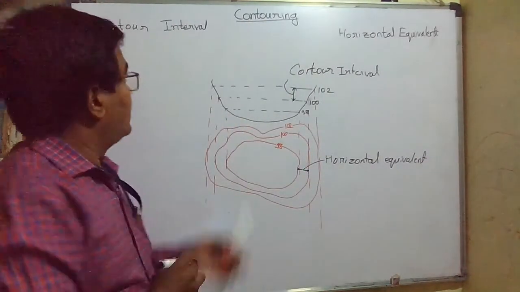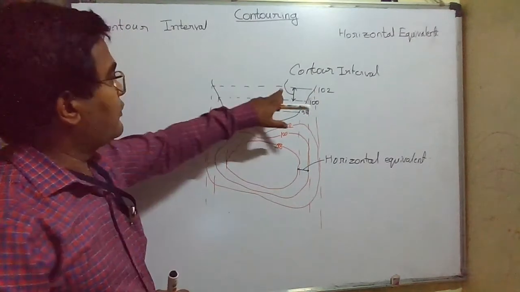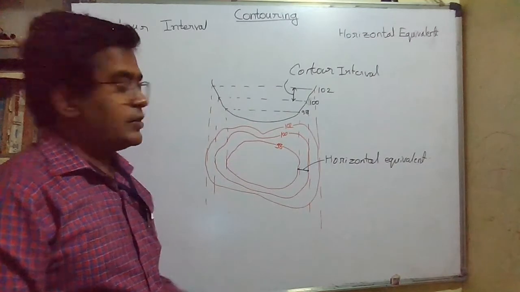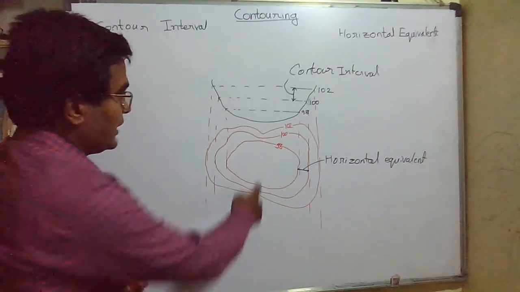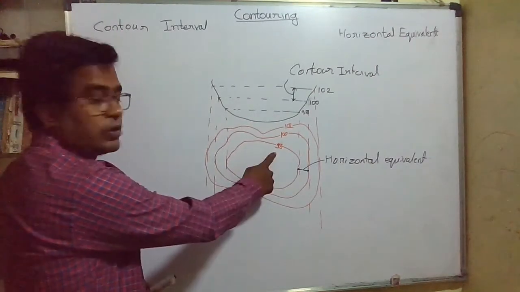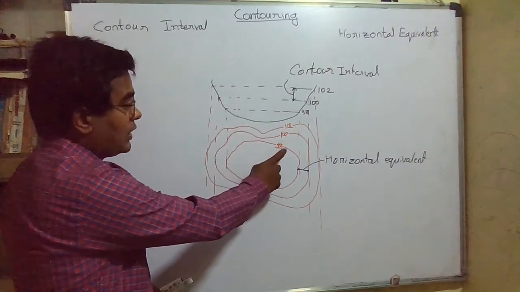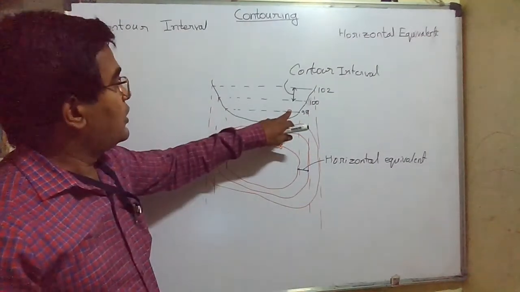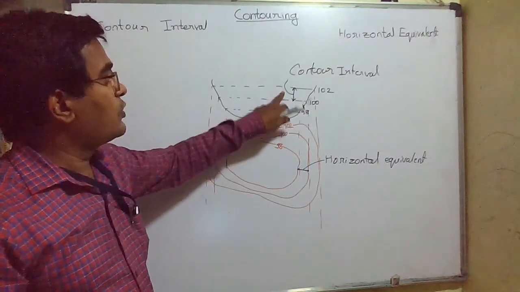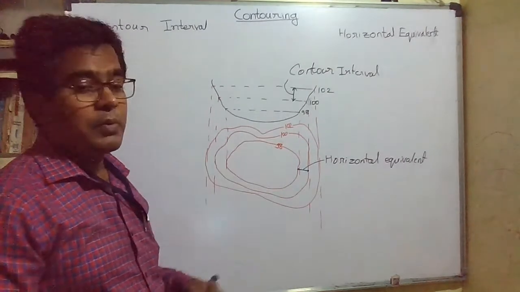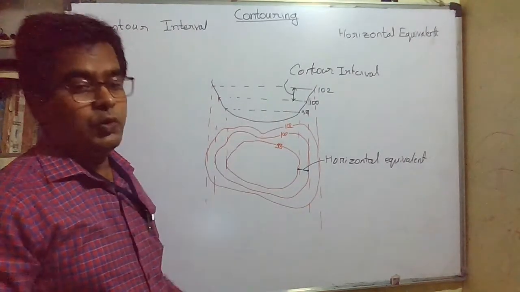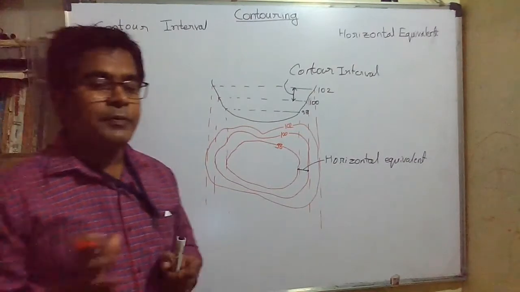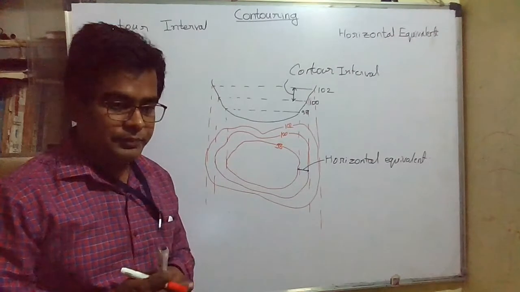Now we first see what is the contour interval. We have seen that it is the vertical distance between two consecutive contours. If we have a map like this, a contour map, here the contours are 98, 100, 102. Means the vertical distance between any two consecutive contours is 2 meter. So this is the contour map of interval 2 meter. For one specific map, contour interval remains constant.